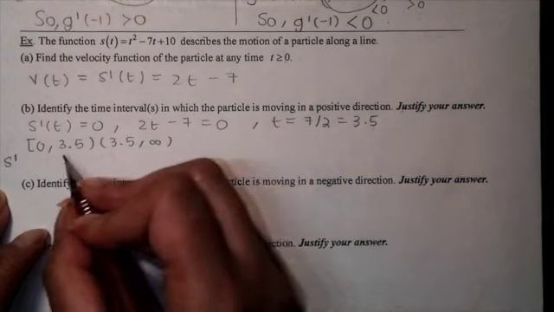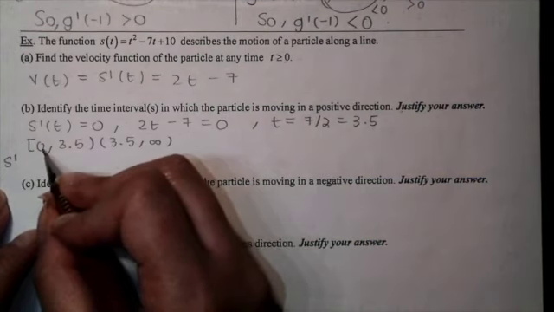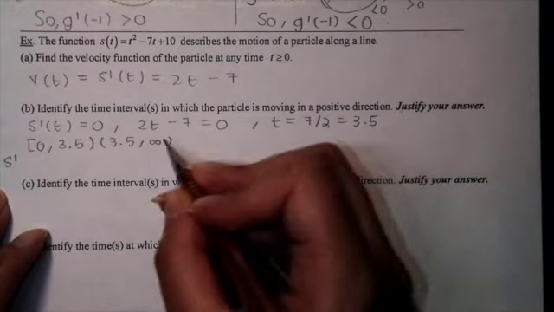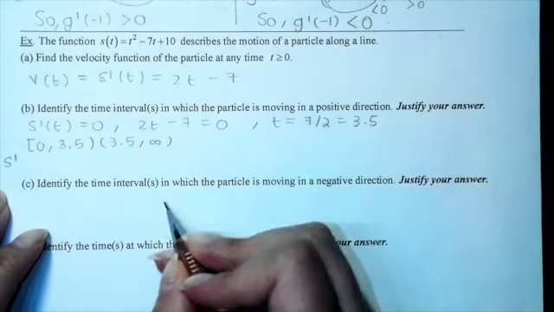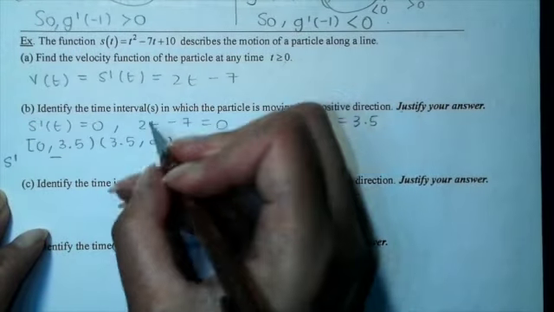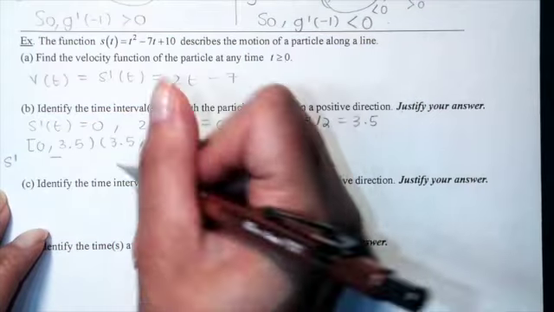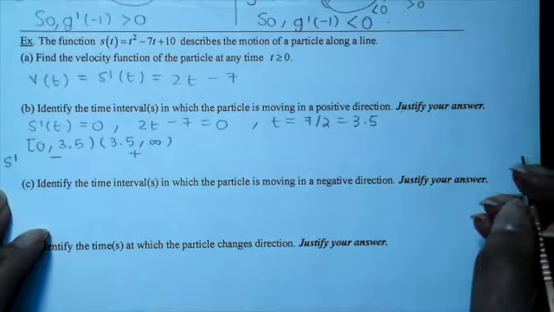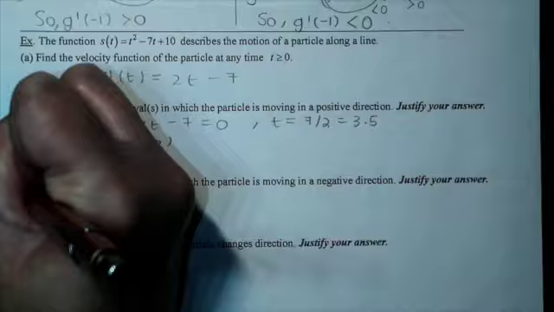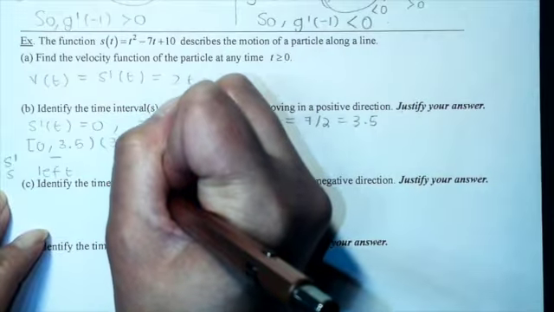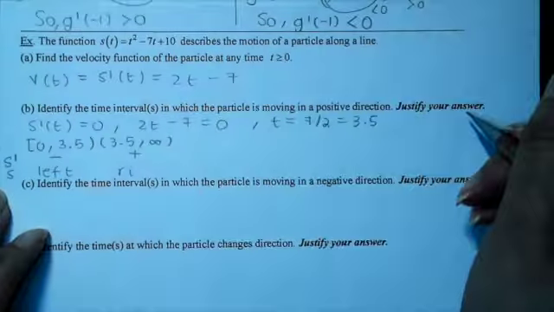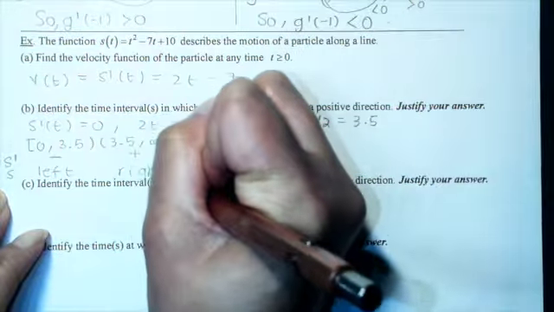So when you plug in any value between 0 and 3.5, let's say 1, what happens to s prime? You have that it is going to be negative. And then let's put 4 here. You can see that this is positive. So this is moving to the left, and here it's moving to the right. That's what they were asking. So that's what you have.